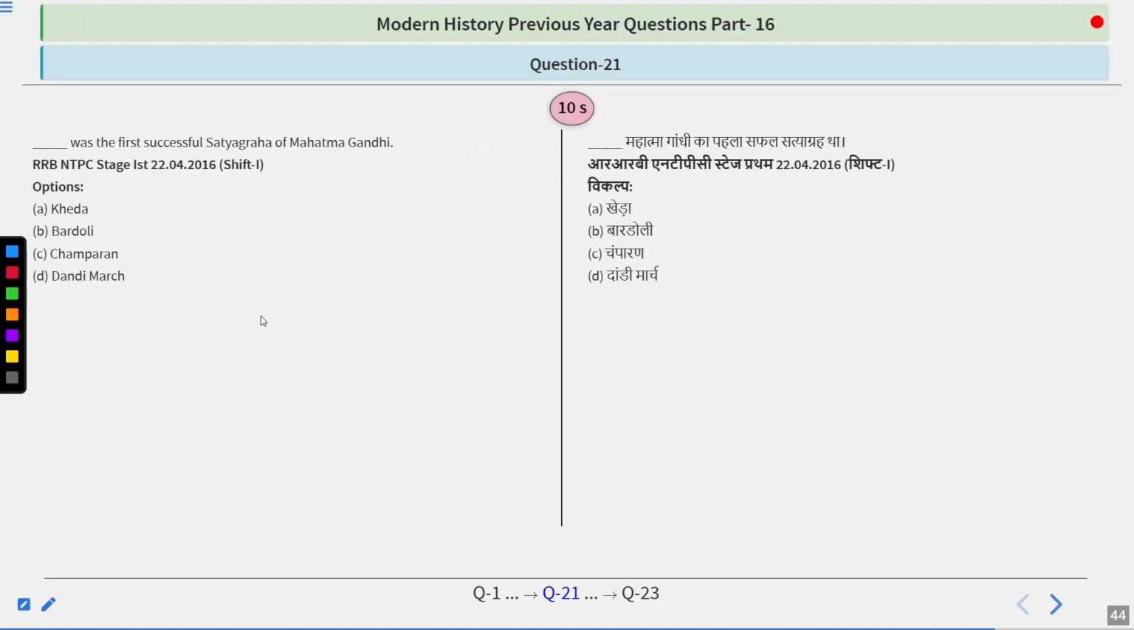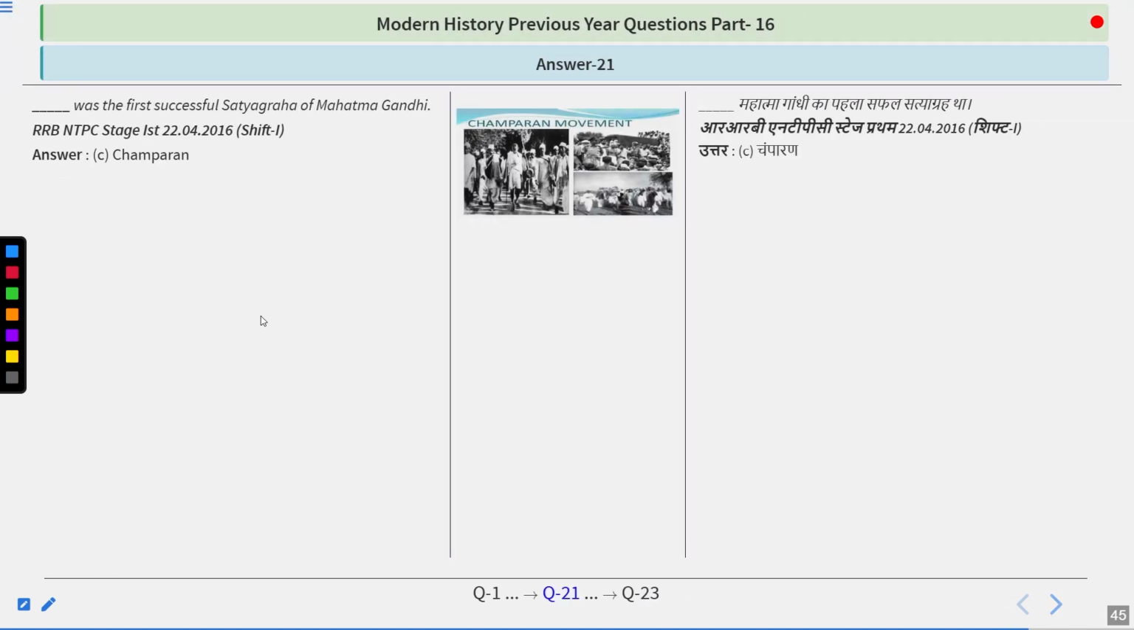Blank was the first successful satyagraha of Mahatma Gandhi. Options: Kheda, Bardoli, Champaran, Dandi March. Think about it. And I guess what you are thinking is right, because the answer is Champaran.